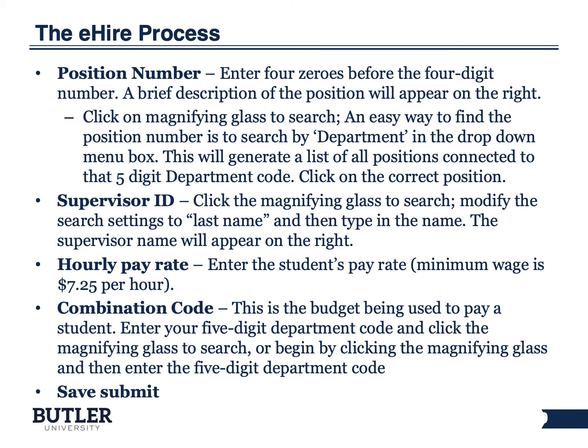And lastly, the combination code. So again, this is the budget being used to pay your student employees. So just as you've done before, you would simply click on the magnifying glass. Again, an easy way to search for a combination code is searching using the filters for your department, entering your 5-digit department code, and beginning the search through that option. And then again, the combination code that's specifically tied to your department will appear, and you will select that. Once that eHire page is completely filled out, you will hit save and submit, and it will go to HR for processing.